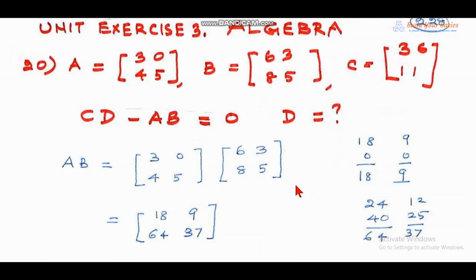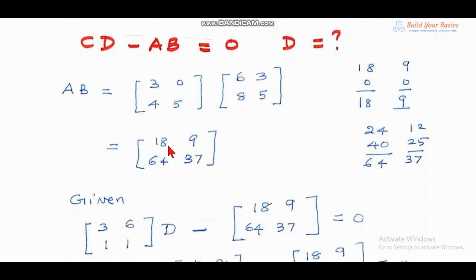Unit exercise 3, sum number 20. We are given matrix A, matrix B, matrix C, and the relation CD minus AB equal to the null matrix. We have to find the matrix D. So let us first find AB. A we know, B we know. So find AB. Usual multiplication of matrices, we get [18, 9; 64, 37].